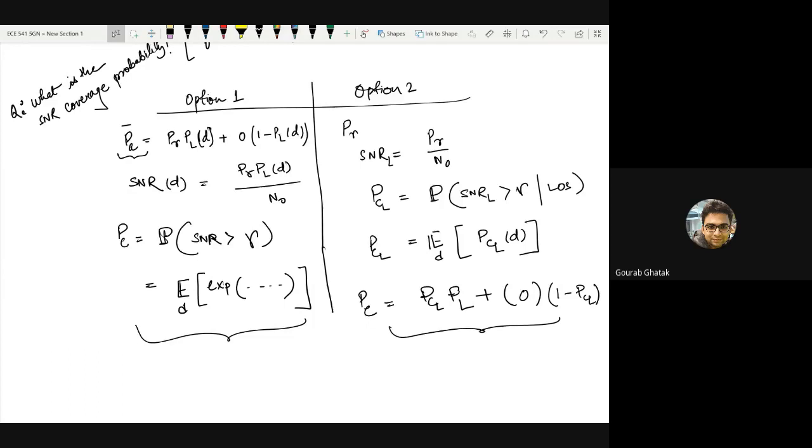So can you tell me which option you guys would have done if I had asked you to calculate the SNR coverage probability? First of all, is it clear that they are different?